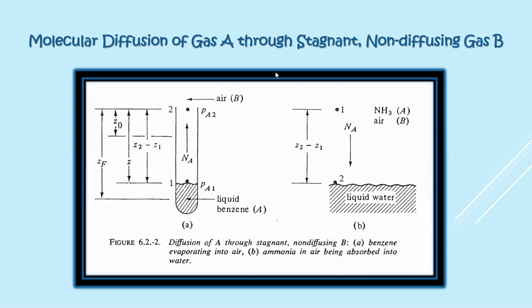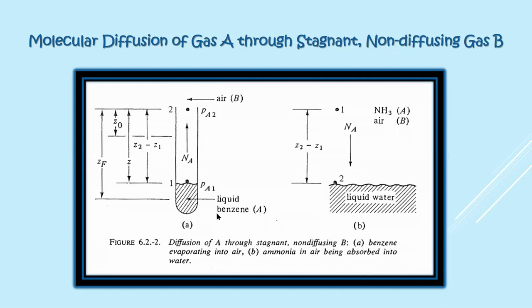A is diffusing through a stagnant non-diffusing gas B. And the illustration is this one. So an example that is placed here is your gas A diffusing to a non-diffusing B in the case of benzene evaporating into air. So this is your air, the stagnant non-diffusing air, but benzene is diffusing to it. So this is one scenario. Benzene from this part, let's say, of the tube is diffusing to this part here, point 2, into the stagnant non-diffusing gas air. So benzene is A here.